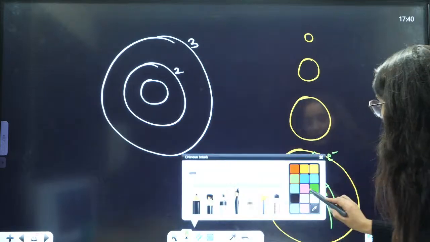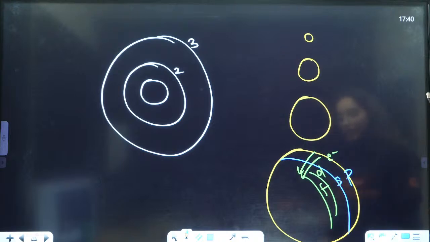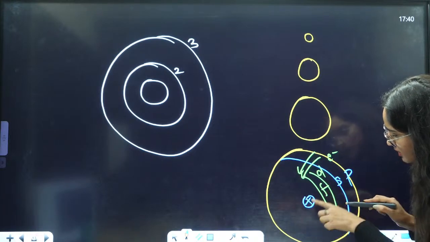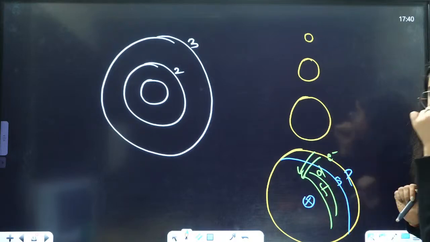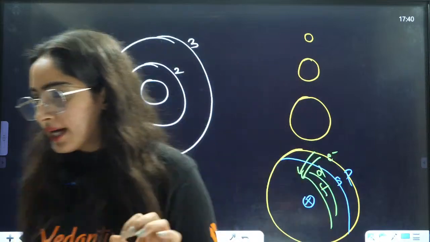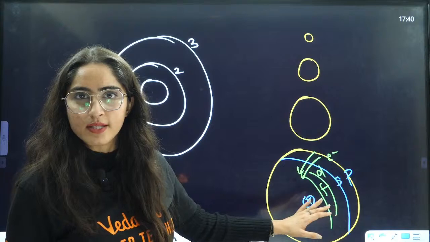And here you have two things: one is S, one is P, right? Now S is even closer to the positive nucleus. That is why it is difficult to lose the electrons of this S orbital. That is why it is difficult to lose. Now are you able to understand what is happening?